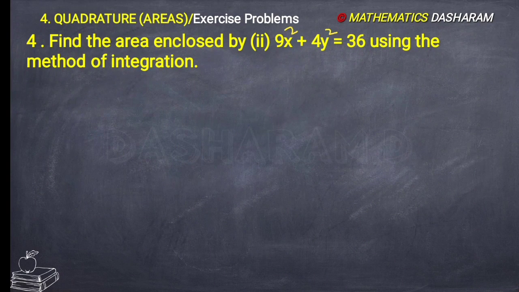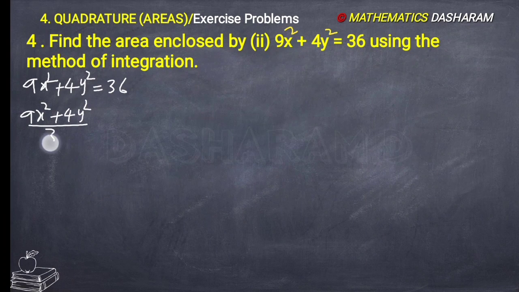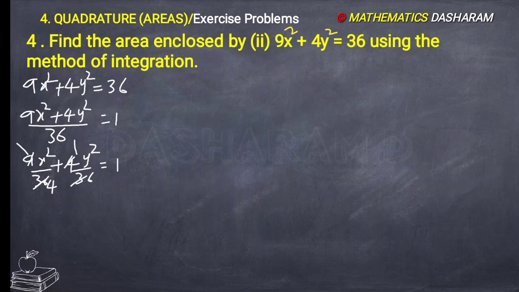Next question, 9x square plus 4y square equals to 36. So the given equation is 9x square plus 4y square equals to 36. Divided by 36 equals to 1. Now split into two fractions, 9x square by 36 plus 4y square by 36 equals to 1. 9 1s are 9, 4 4s are 4, 1s are 4, 9s are 9. So x square by 2 square plus y square by 3 square equals to 1.